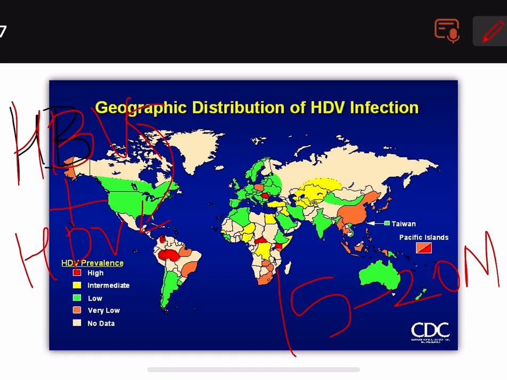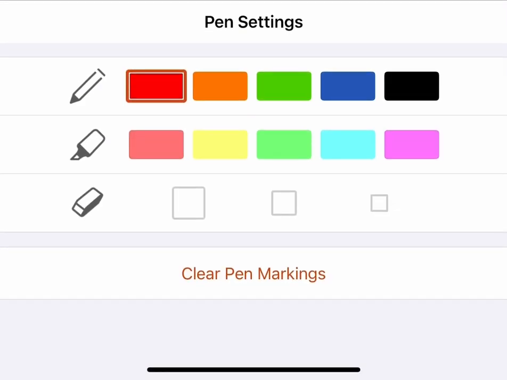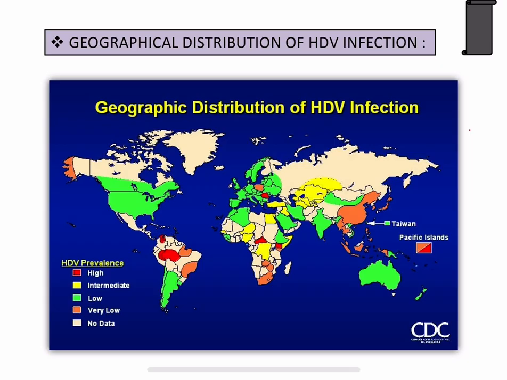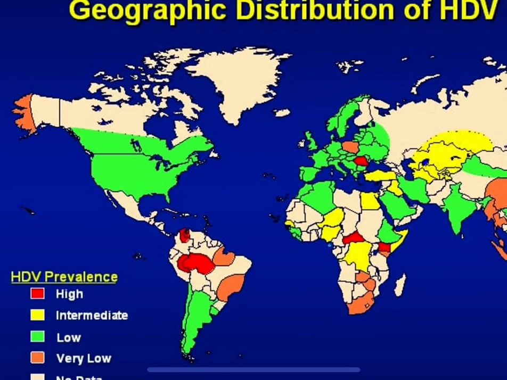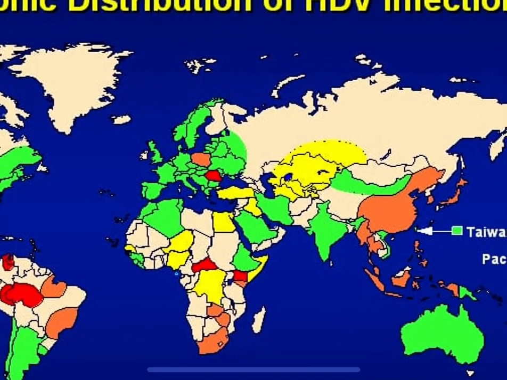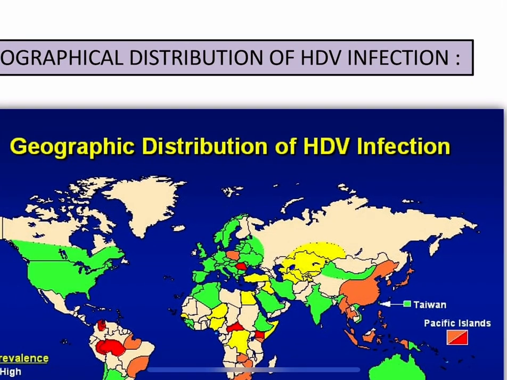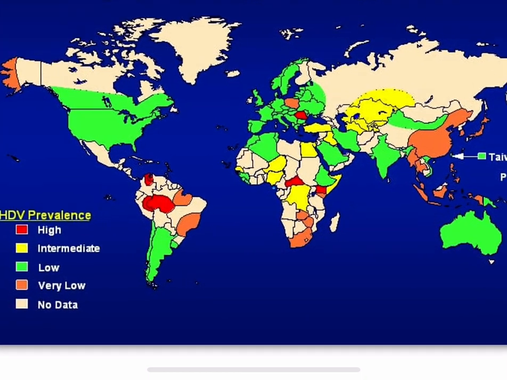Then we have the high prevalence areas and the low prevalence areas. The high prevalence areas include the Mediterranean, Middle East, Pakistan, Central and Northern Asia, Japan, Greenland, Taiwan, some parts of Africa, Amazon basin, and certain areas of the Pacific as well. And for the low prevalence, you can see the low in green, orange, and cream. The low prevalence areas include Northern America, Northern Europe, South Africa, and Eastern Asia.